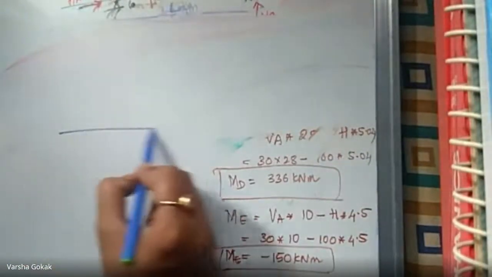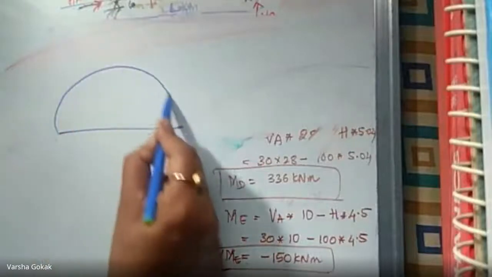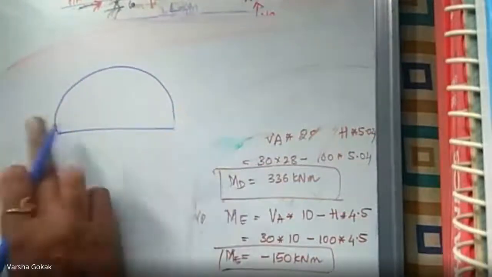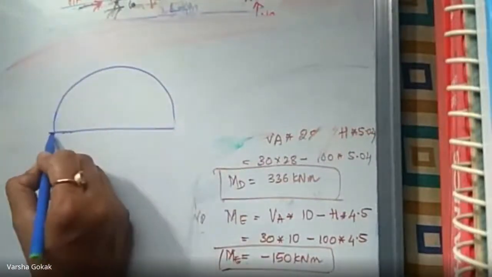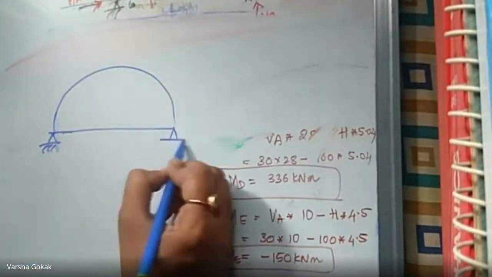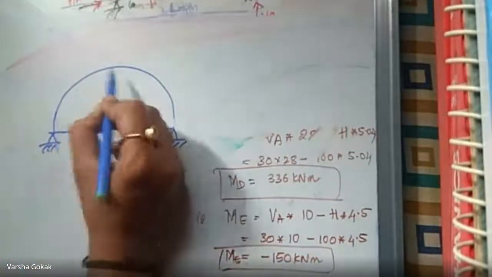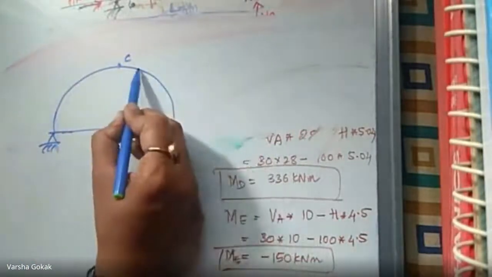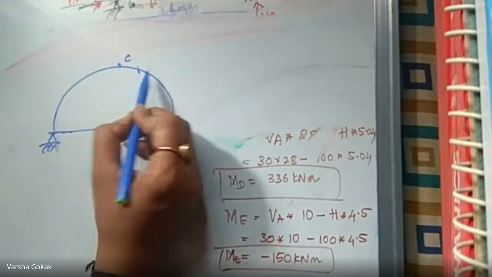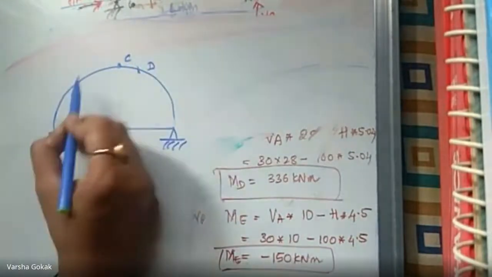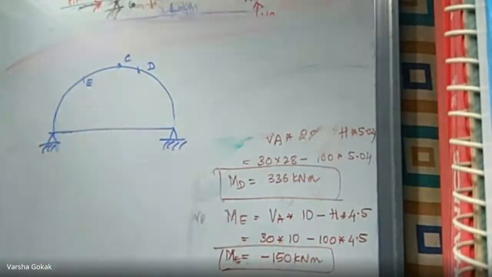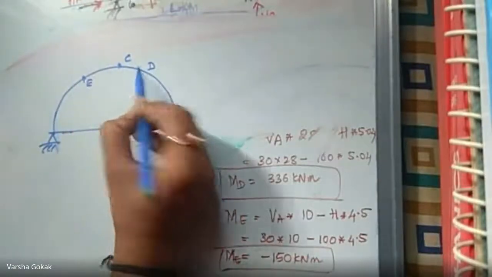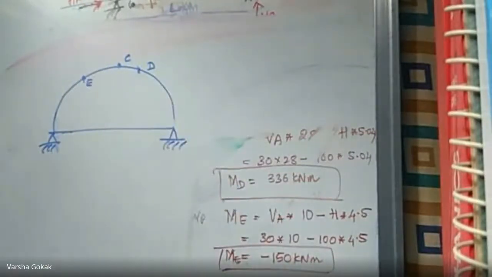So this is your arch, right? And here was your point A, and this was your point B. And this is your point C, correct? Then at 12 meters, here you had your point D, and here you have your point E. So these are your various points A, B, C, D, E. We will require this.